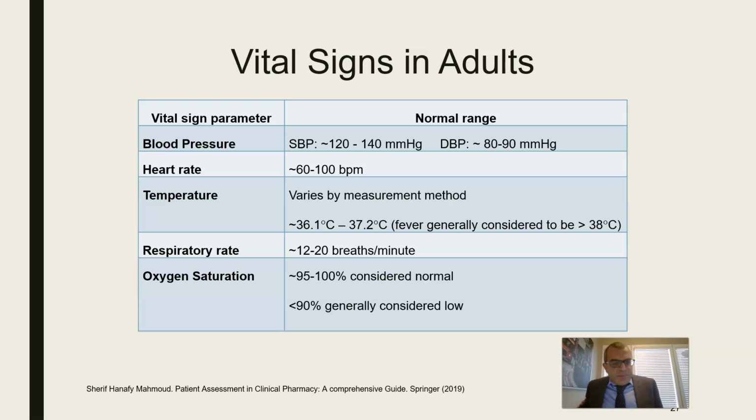For example, this table presents the normal vital signs for adult patients. Systolic blood pressure is 120 to 140, diastolic blood pressure is 80 to 90 millimeters of mercury. Heart rate is 60 to 100 beats per minute. Temperature varies by the measurement method, generally ranging between 36.1 and 37.2. Respiratory rate is 12 to 20 breaths per minute, and oxygen saturation is generally more than 90%.